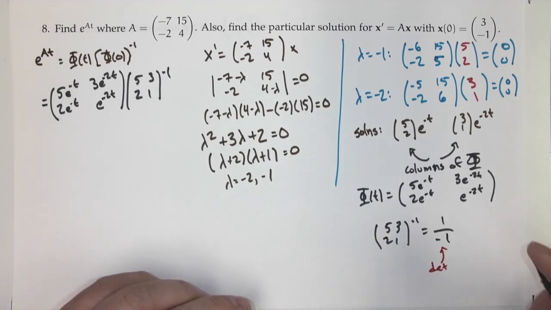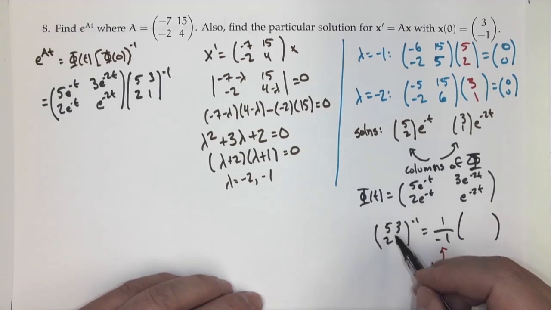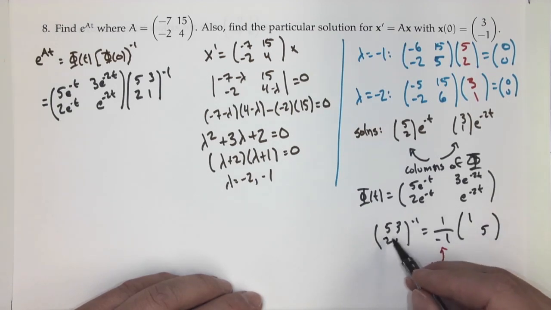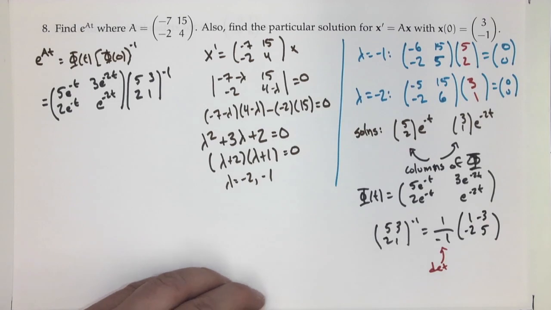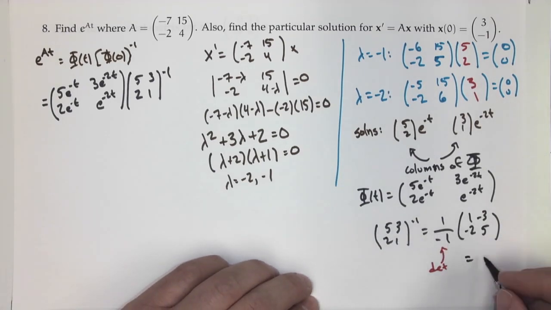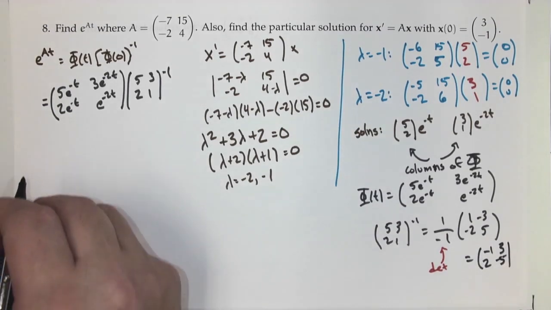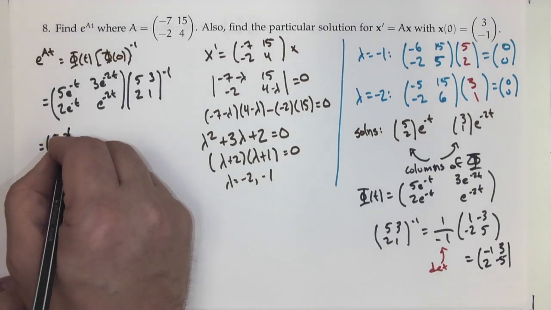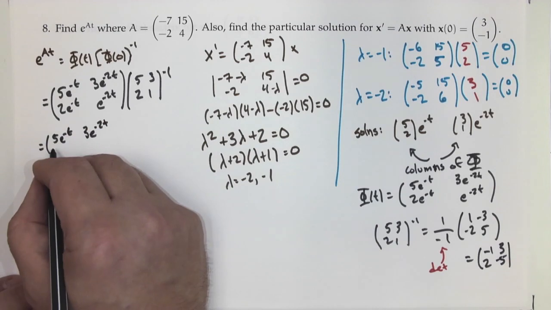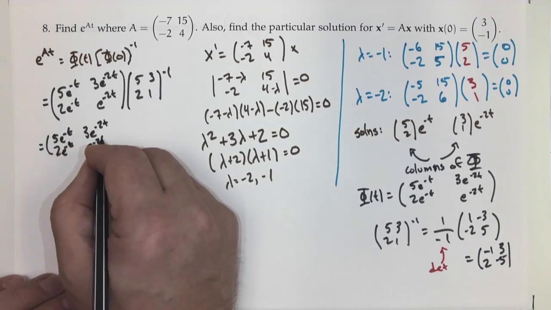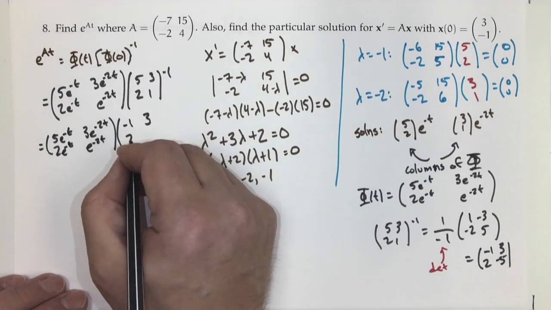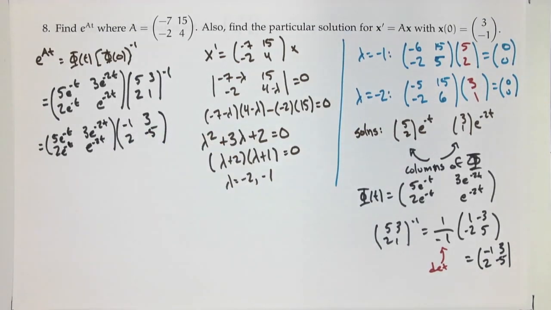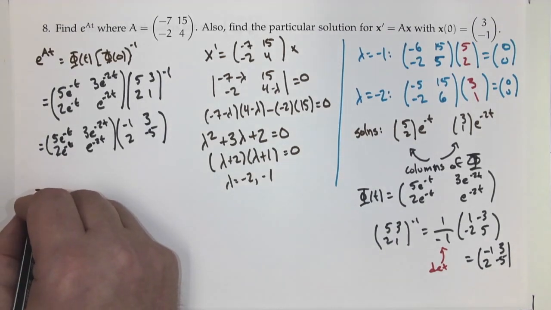And then you move some things around. So you swap the diagonal. You flip the sign on the off diagonal. Yes? I hope you've seen this before. Well, you can put the negative through onto the inside, so that's negative 1 plus 3 to negative 5. Okay, so this becomes 5e to the minus t, 3e to the minus 2t, 2e to the minus t, e to the minus 2t times minus 1, 3 to minus 5. And now you just multiply.